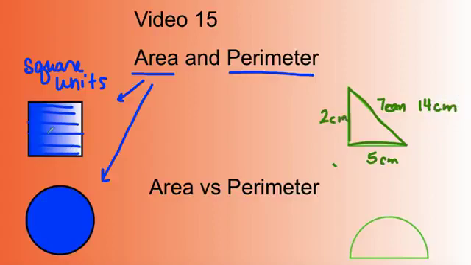Now, if I said that the area over here was 40, it would be 40 centimeters squared. It would be square units, so it would be 40 centimeters squared. All right, so we're going to talk about 4 figures, okay?